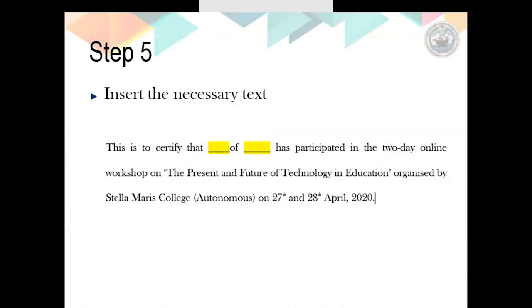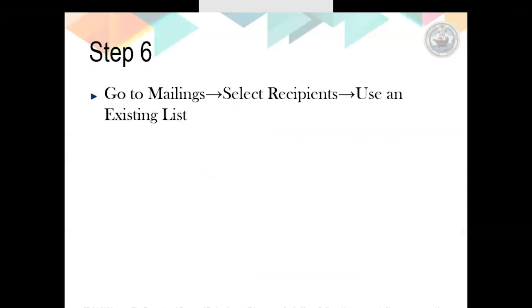So this is the text that the certificate will have. I already had that text, so I just copy pasted, and I'm showing you the two spaces where exactly we'll be using the mail merge fields. For understanding, I just put it in yellow. Now is where you're going to have the exact usage of mail merge.